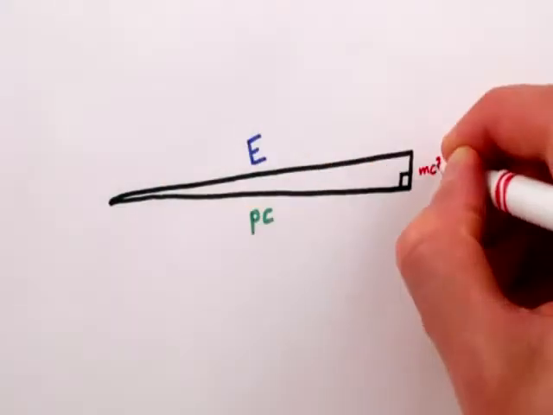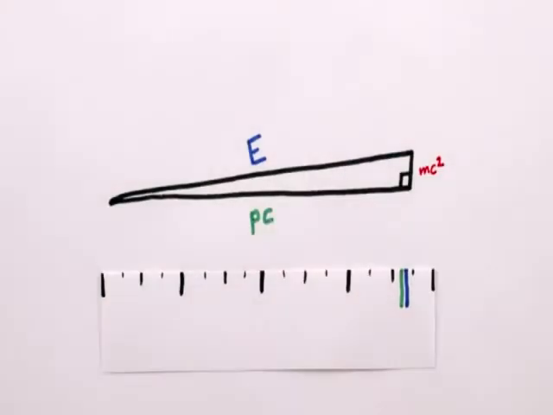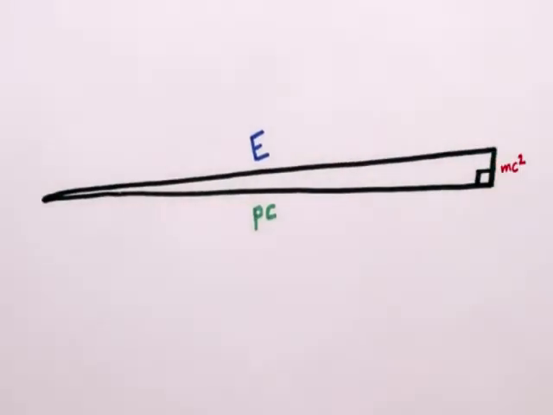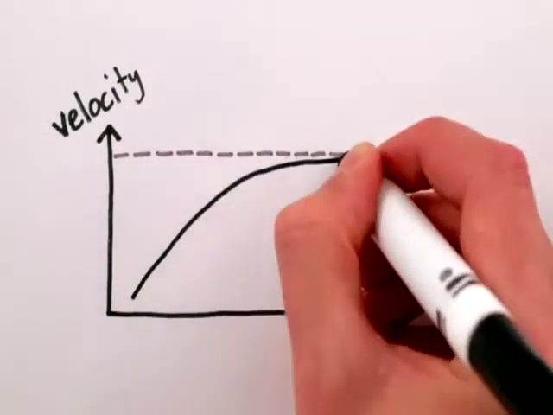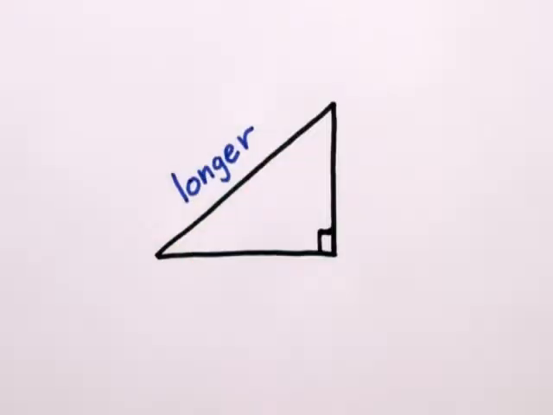But because of that tiny little bit of mass, the momentum side of the triangle will always be a little bit smaller than the energy side. No matter how hard you try to increase your momentum, it never quite gets to the point where p times c equals your energy, and thus your velocity can never quite reach the speed of light, all because the hypotenuse of a right triangle is longer than its legs.